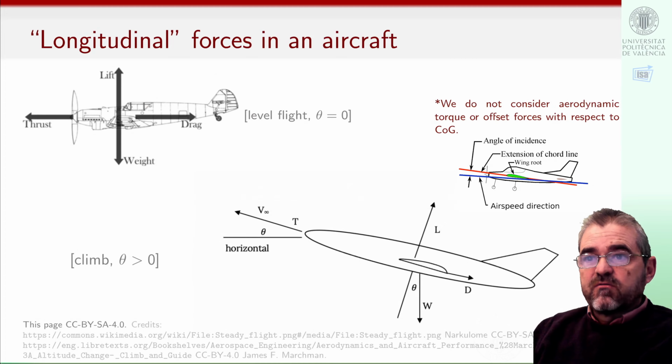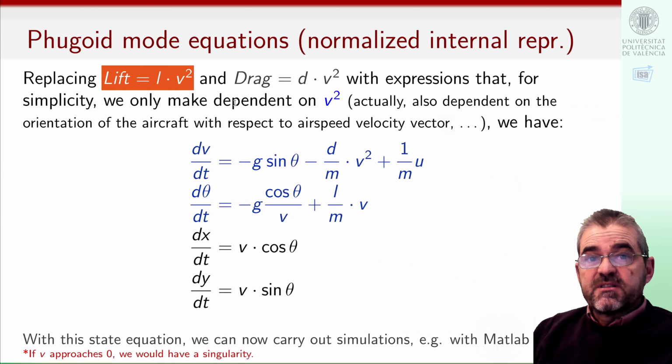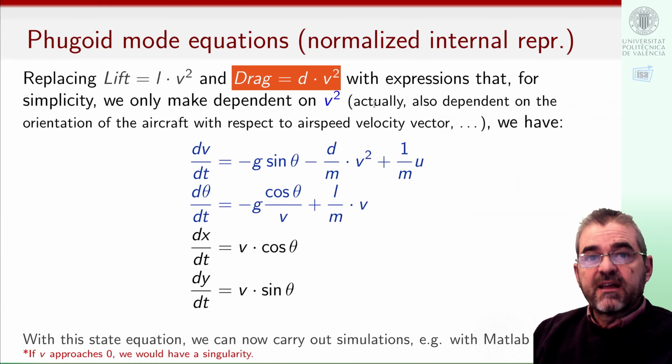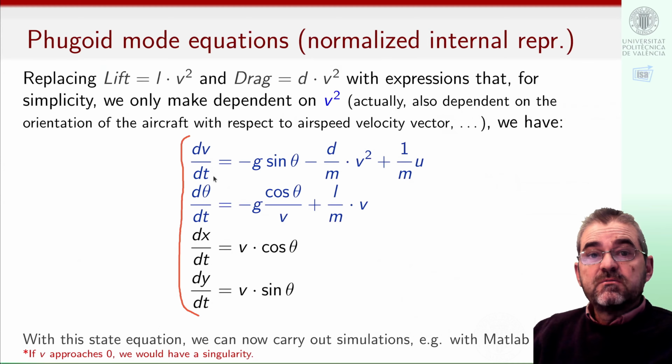They were based on a force balance and not on a torque balance, because we were assuming instant alignment of the body with the airspeed vector, kind of a weather vane behavior. So under those assumptions, and setting for simplicity lift to be a constant coefficient times the square of the airspeed, and likewise with drag, at the end we were able to pose these four equations governing the phugoid dynamics.